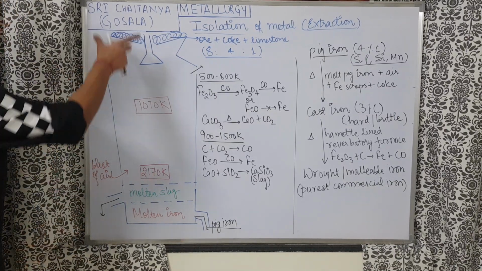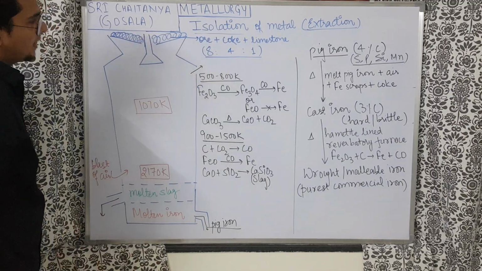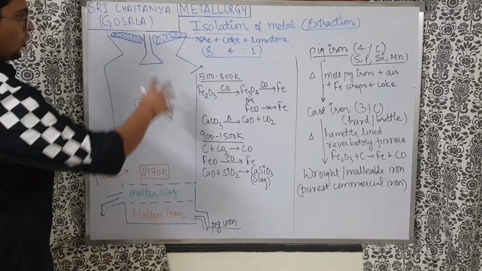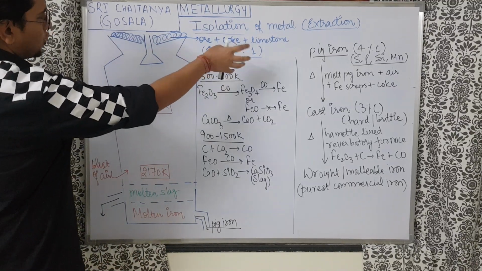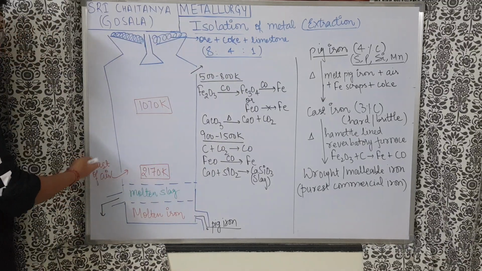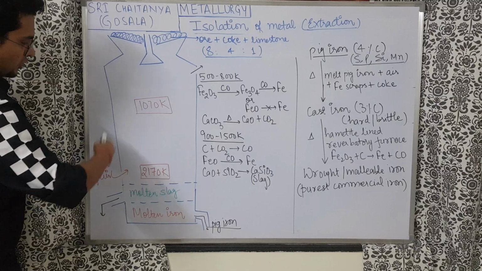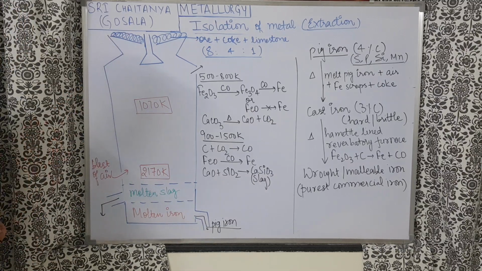What happens here, from the top, we feed ore, coke and limestone. The ore we are taking right now, let's say, is hematite. We add them in an 8:4:1 ratio. From below we put a blast of air from the bottom. So more temperature will be generated here, and as the air goes up, the temperature keeps on getting reduced.